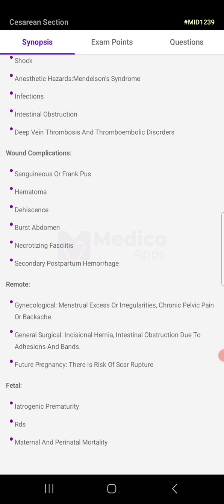Late complications like the stitch sinus or the fecal fistula, hematoma, dehiscence, burst abdomen, necrotizing fasciitis, secondary postpartum hemorrhage. For the gynecological, the menstrual excess or the irregularities, chronic pelvic pain or the backache, general surgical, incisional hernia, intestinal obstruction due to the adhesions and bands, future pregnancy, there is a risk of scar rupture. Fetal, iatrogenic prematurity, RDS, and the maternal and the perinatal mortality.